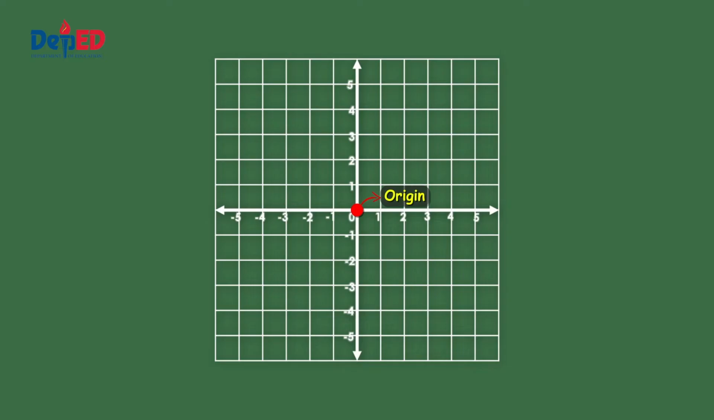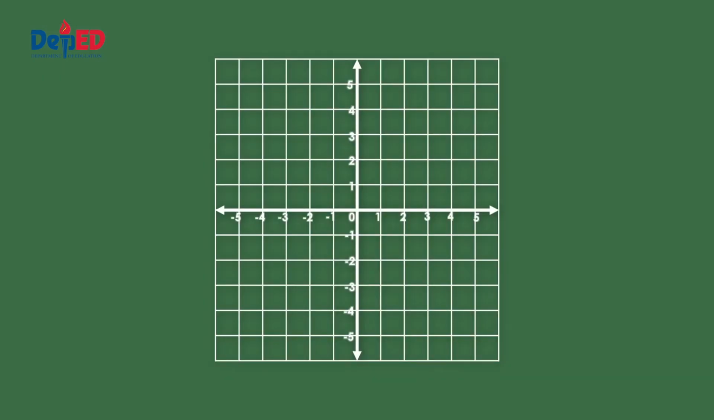Looking at the x-axis starting from the origin, moving to the right, the number increases going to positive infinity. And starting from the origin moving to the left, the number decreases going to negative infinity. How about for the y-axis? Starting from the origin, moving upward, the number increases. And moving downward from the origin, the number decreases.